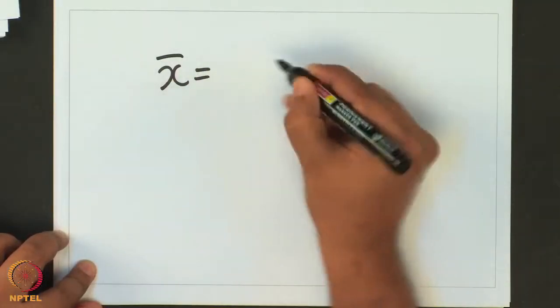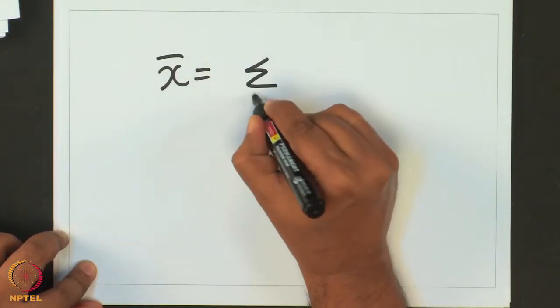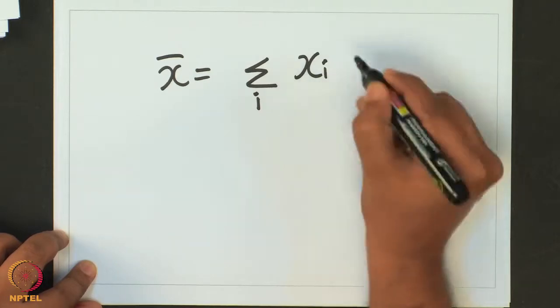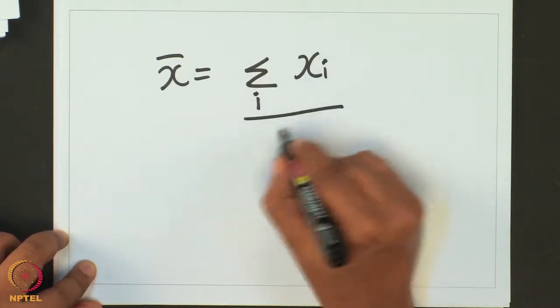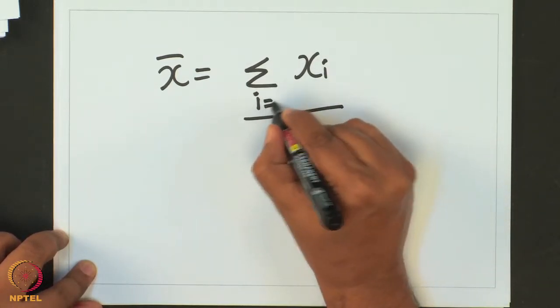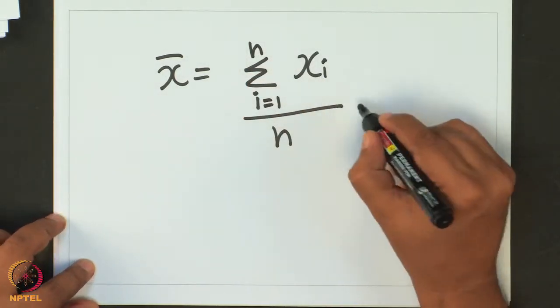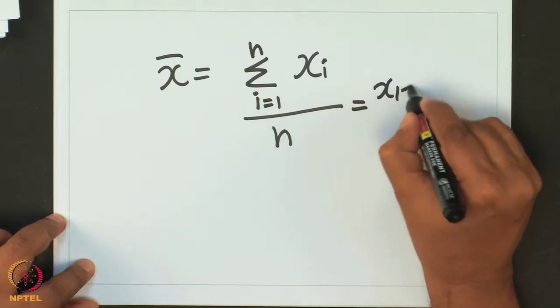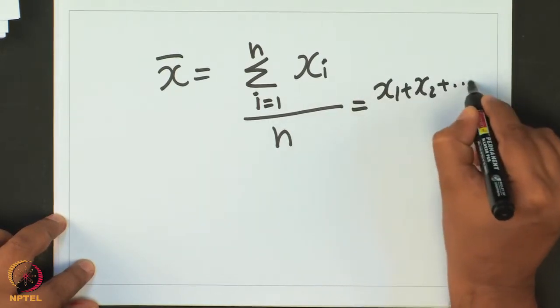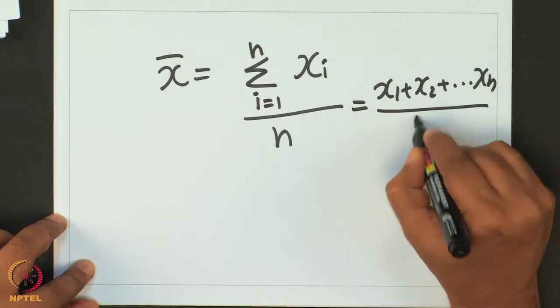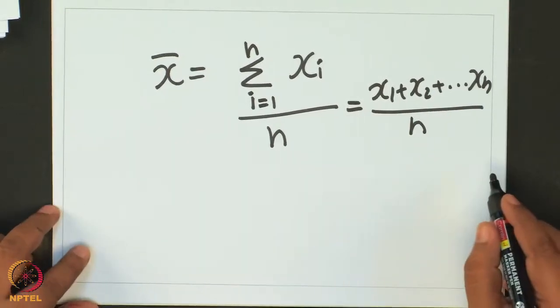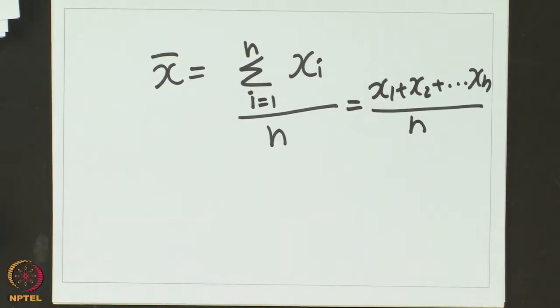And mathematically, this is written as x bar is the sum over i of xi divided by n, where i goes from 1 to n. There are n xi's. This is the same as saying x1 plus x2 plus dot dot dot xn divided by n. So this is the thing called mean.